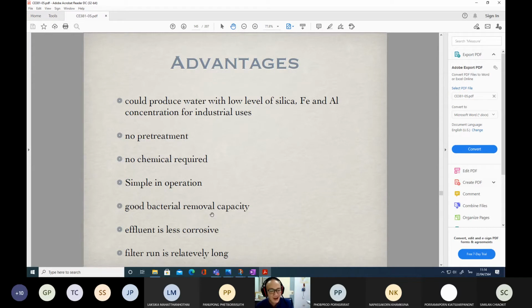Good bacterial removal capacity. As I told you, this is due to the lower filtration rate. Effluent is less corrosive. Filter runs are relatively long. Corrosion in water, acidity in water normally comes from the dissolved carbon dioxide. So if we use this kind of filter, carbon dioxide is partly stripped out, so the water becomes less corrosive.